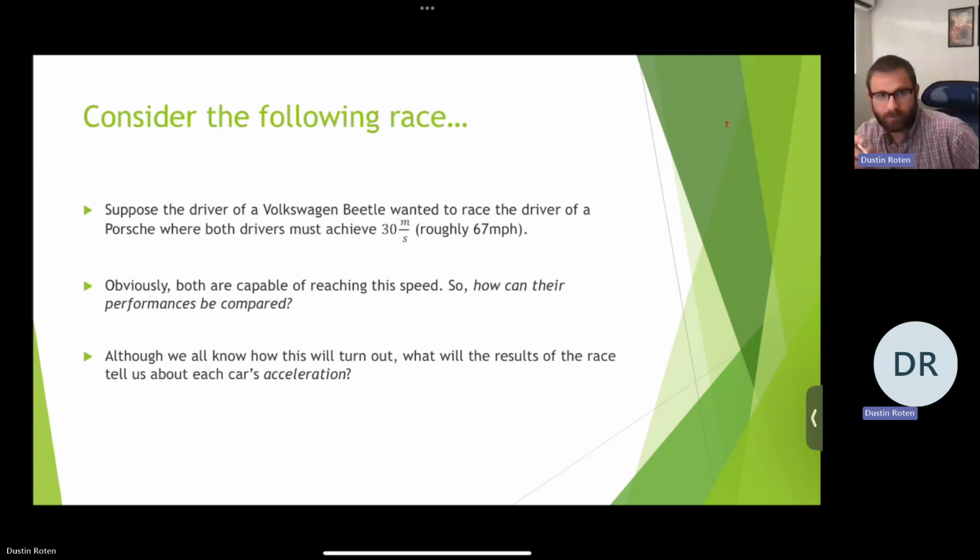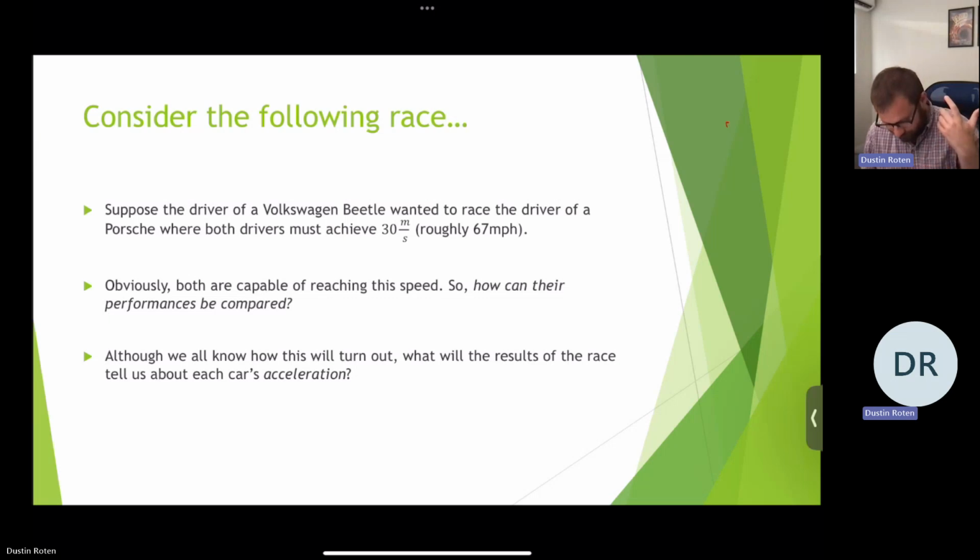So let's consider the following race here. Suppose the driver of a Volkswagen Beetle wants to race the driver of a Porsche. The goal would be for both drivers to at least achieve a 30 meters per second speed. Obviously both are capable of reaching that speed. So how can we actually compare the performance? If we're trying to achieve a goal that both of these cars can achieve, what's going to be the deciding factor on who is faster, who does it better?